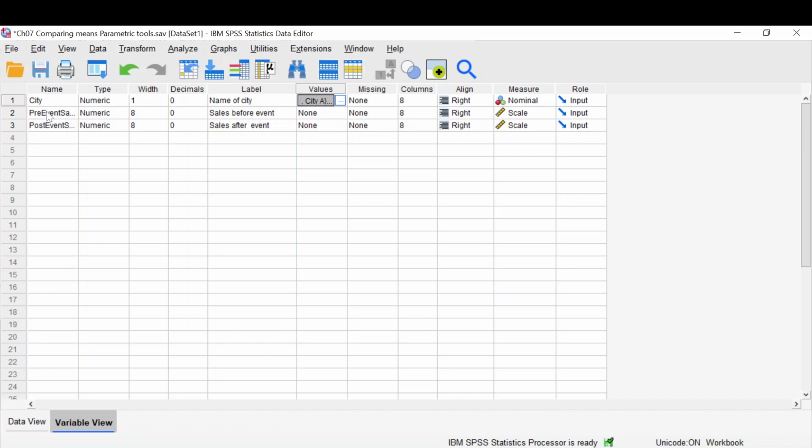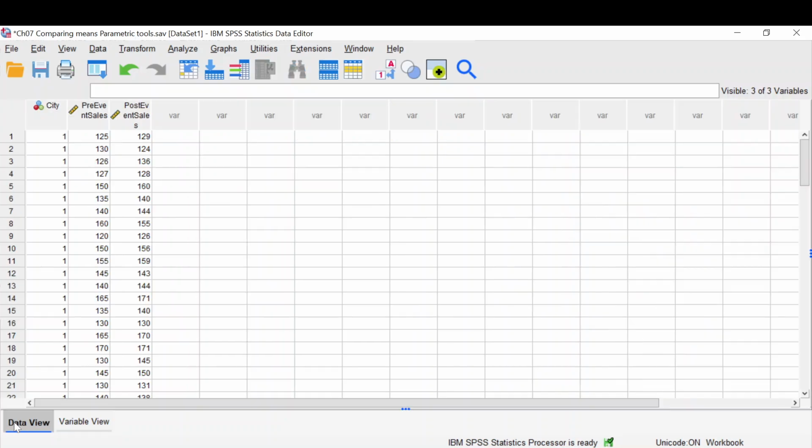The next variable we have is pre-event sales. This is scale. This is actually ratio data because you can't have less than 0 unit sales. So 0 is our starting point and it ranges up from that. So that is a scale measure. And same for post-event sales. So unit sales after the event is measured using scale data as well. So it's important to confirm those, to make sure SPSS is going to run the data correctly.